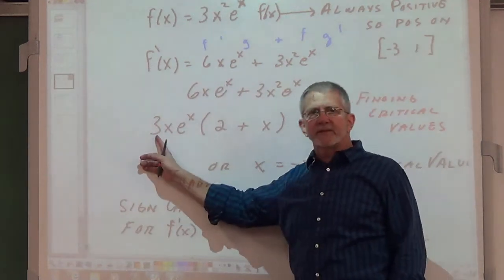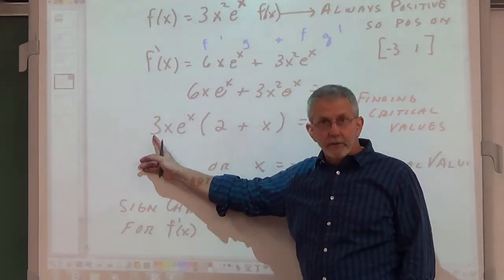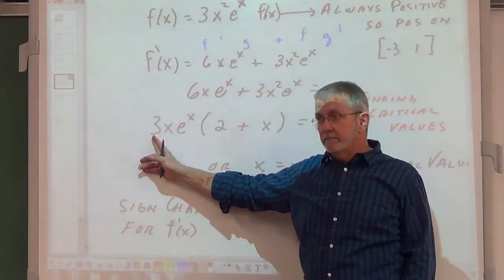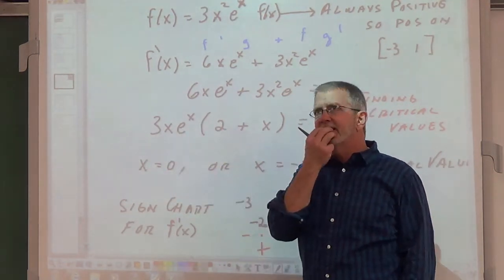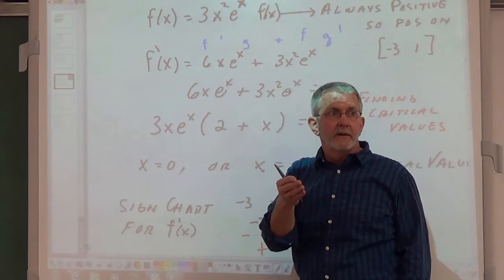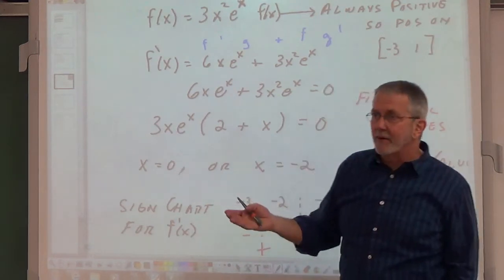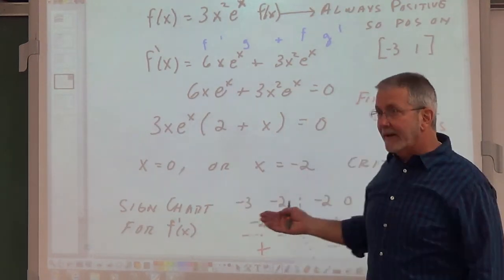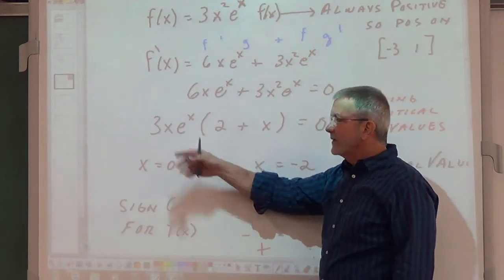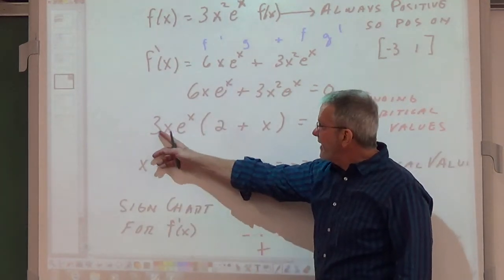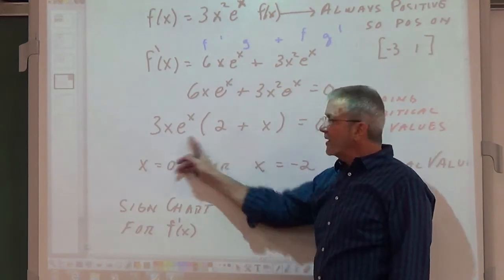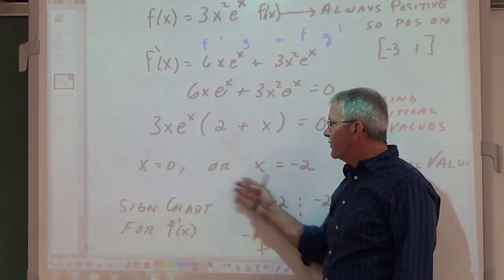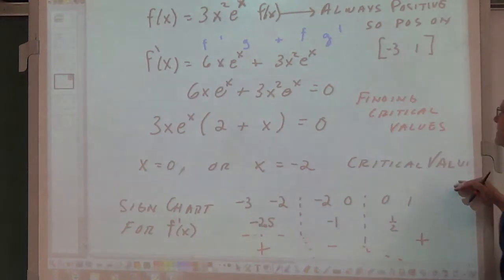When is that equal to 0? Well, let me tell you something. When is 3 0? Never. 3 is never 0. 3 is always 3. When is e to the x 0? The e to the x is never 0. We need to know that. The graph of e to the x is never 0. So the only time this expression is 0 is when x is 0 or when x is negative 2. Those are my critical values.